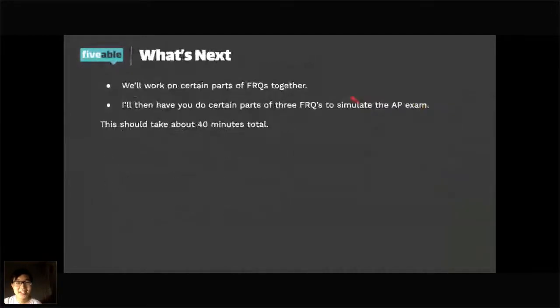Okay. So now, what's next? I know it says that it's going to take 40 minutes. I don't think it'll take that long. Maybe it will, but we're going to work on certain parts of the FRQs, and then I'll have you do 3 FRQs to simulate the AP exam, although it's only 2. This was made in like early March.